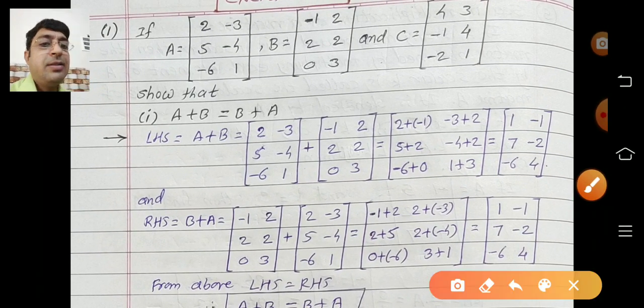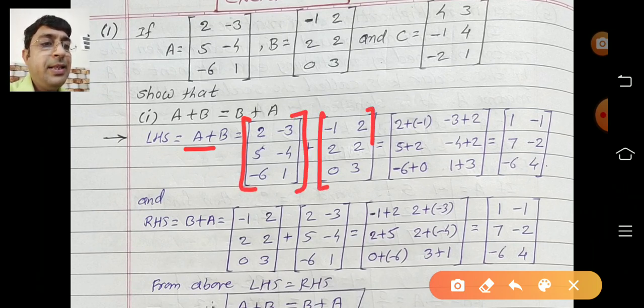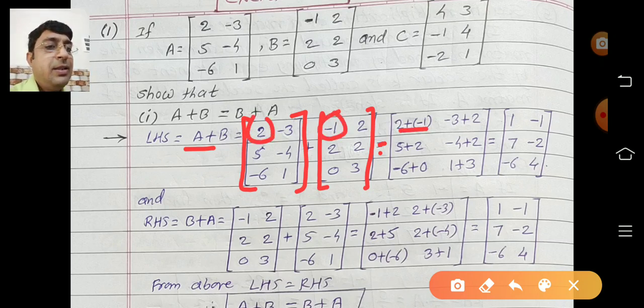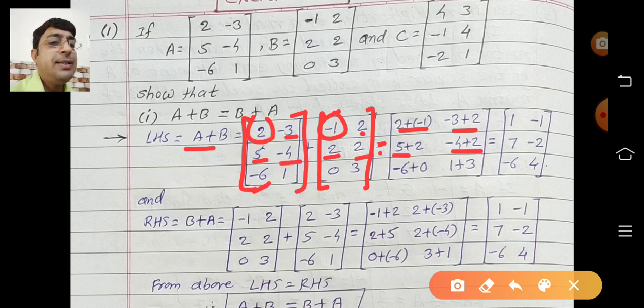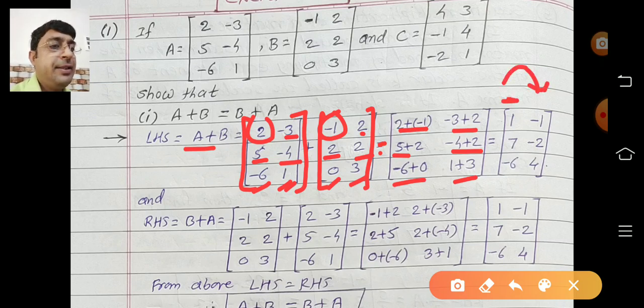In the left hand side we find the addition of A plus B. So matrix A plus matrix B. How are we doing the addition? Corresponding elements, that is 2 plus minus 1. Next one, minus 3 and 2 plus 2. Then 5 plus 2, minus 6 plus 2. Check here. Then minus 6 plus 0, and the last one 1 and 3. According to sign we find the answer here. That is the final answer of A plus B.